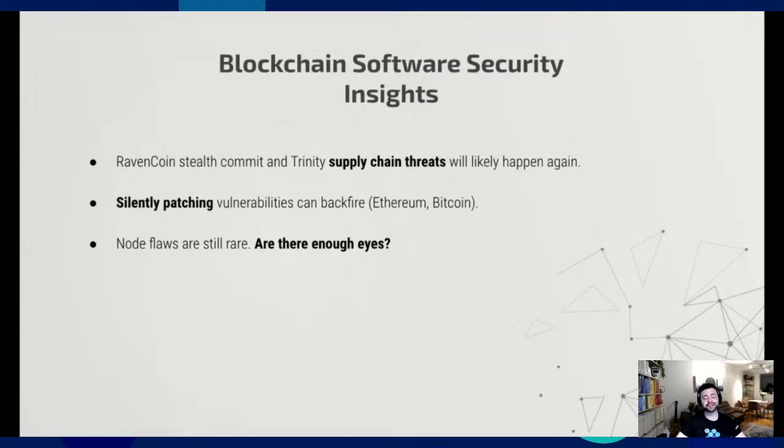What keeps me up at night, though, is that node flaws are still very rare. If we look at more traditional software, maybe not web browsers, which are getting attacked constantly, but something we consider to be very secure, like an operating system such as OpenBSD, mobile software like iOS, or super secure web servers like Nginx, these do get critical bugs discovered on a fairly regular basis. We can find remote code execution. Why are we not seeing similar things in node software?